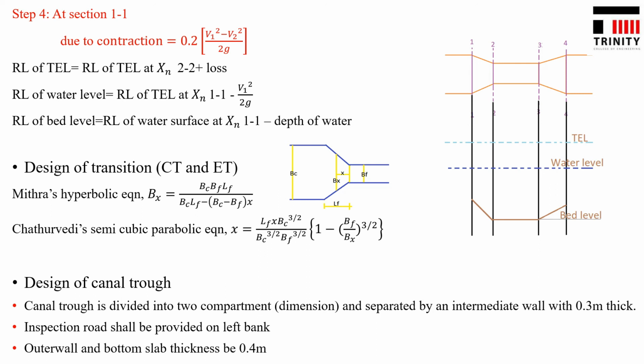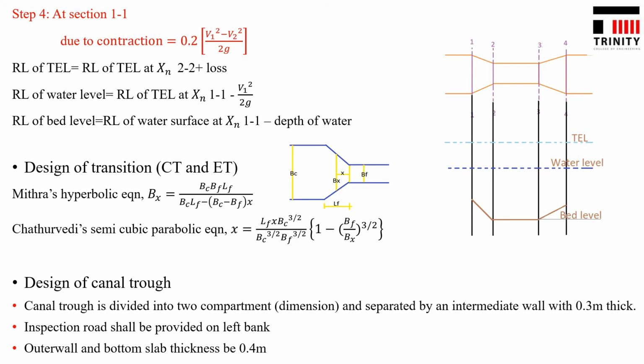Hence, for different X values, we get different Bx values. But in the case of Chaturvedi's semi-cubic parabolic equation, it is just the opposite of Mitra's hyperbolic equation. That is, we divide the bed width into different intervals and we find out the X values. That is, X is equal to LF into BC raised to 3 by 2 divided by (BC raised to 3 by 2 minus BF raised to 3 by 2), the whole into (1 minus BF by BX), the whole raised to 3 by 2.